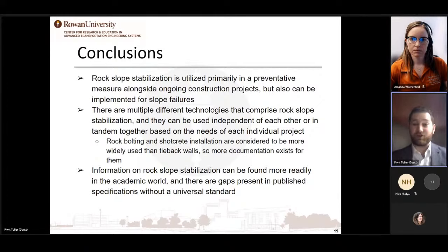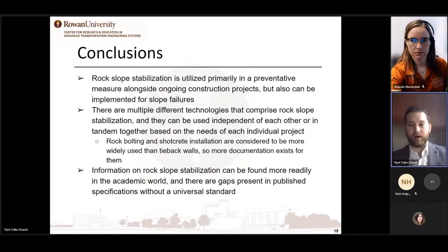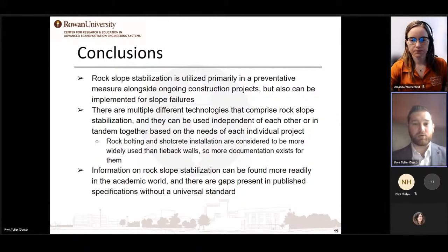Now, rock bolt and shotcrete installation are used together quite commonly. It's known that if you're going to be using some kind of rock bolts, you're going to want shotcrete as well, to keep it safe. Whereas tieback walls are not used as commonly, so there's not as much documentation that exists about that technology.